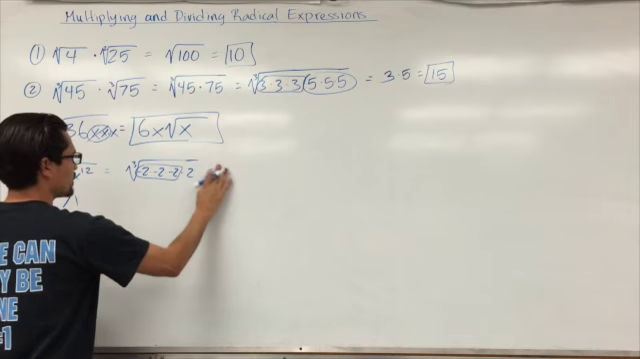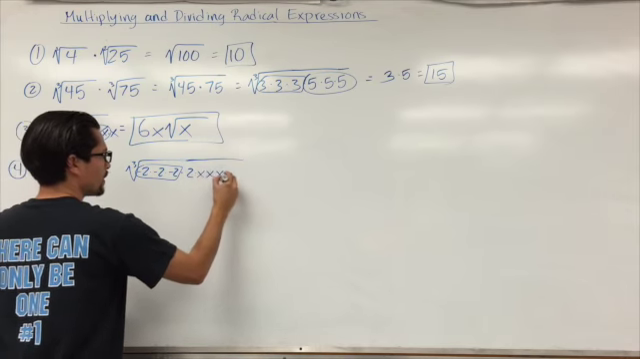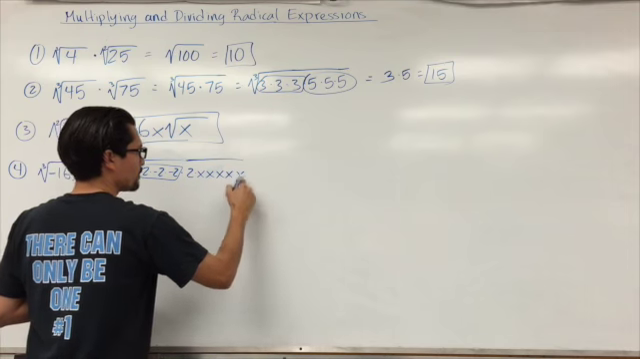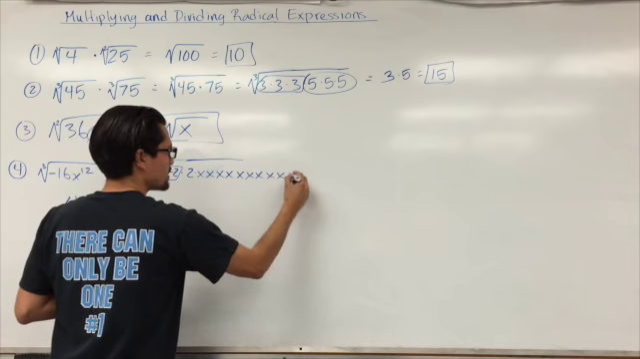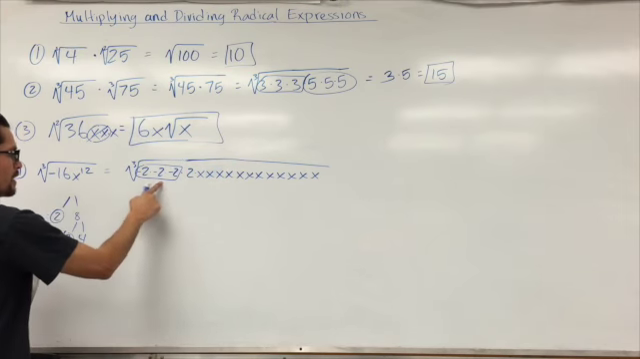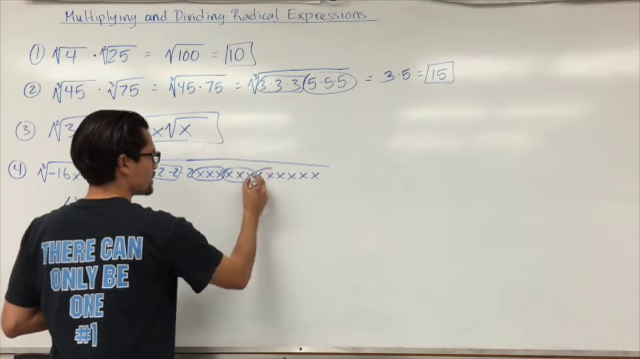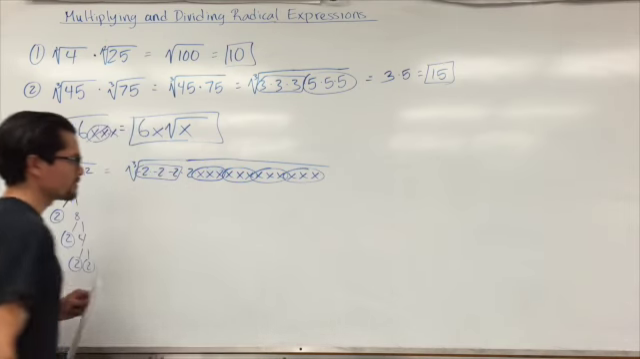Okay, so there's a group of 3. Oh, I forgot the x's. How many x's are there? 12 of them. I really don't want to write all of them, but let's write them. 3, 4, 5, 6, 7, 8, 9, 10, 11, 12. So there's 3 negative 2's. There's also 3 x's, 3 x's, 3 x's, 3 x's.